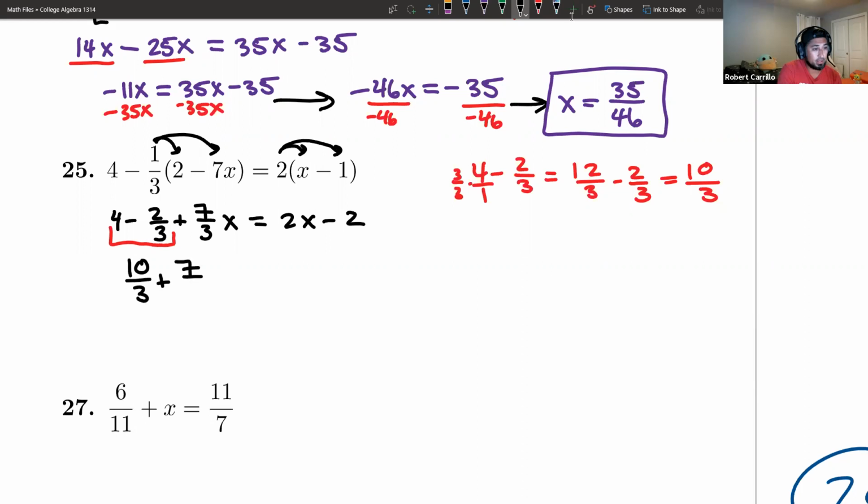Okay. So 10/3 plus 7/3 x equal to 2x minus 2. Now we'll put our x terms together and we'll put our constants together. And remember, constants is just a fancy word for number, just a regular old number. Yes, a fraction is a number. All right. So I'm going to say minus 2x minus 2x. And in the same move, I'll say minus 10/3 minus 10/3.